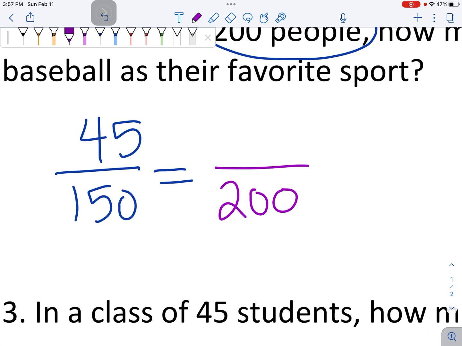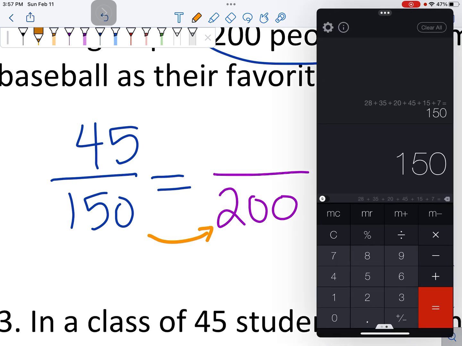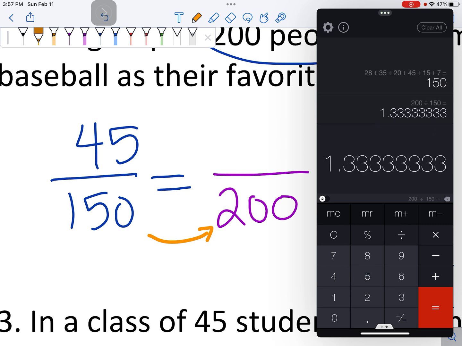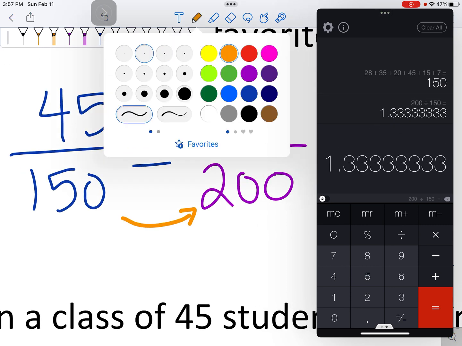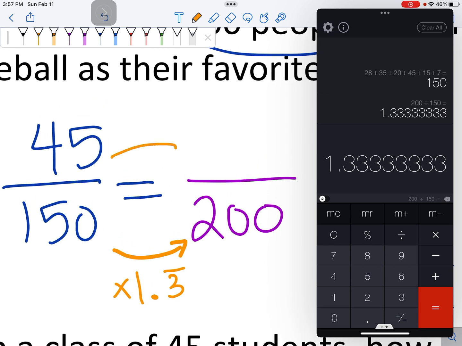So I've got some different options here for how to solve this problem. One of them is to write equivalent fractions. And if you don't know what to multiply 150 by, that's fine. 200 divided by 150 gets me this decimal, 1.3 forever. Don't clear your calculator.